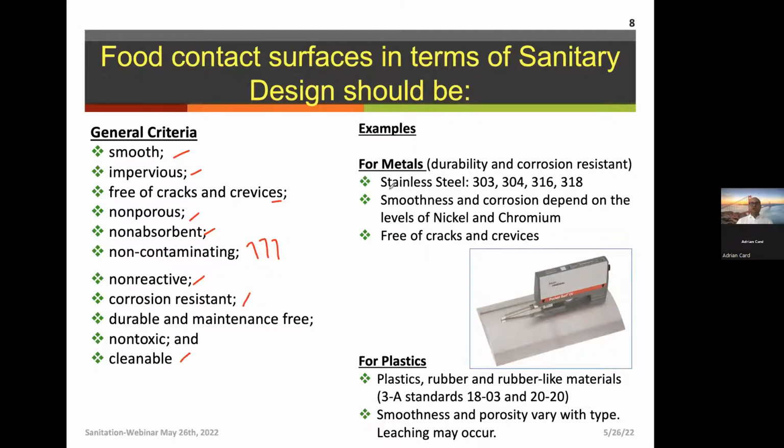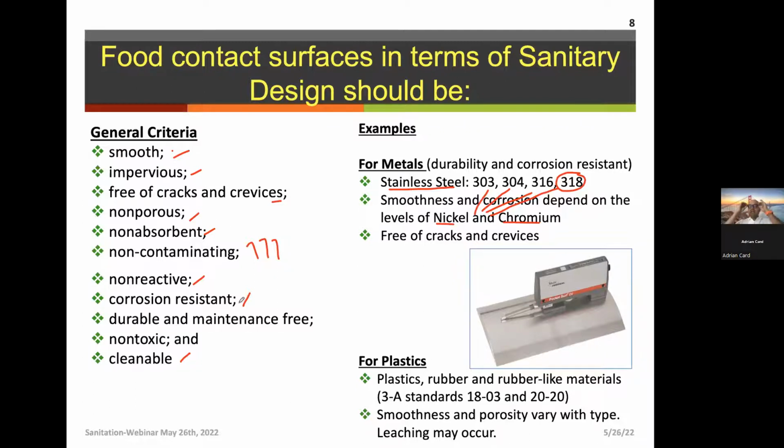So 2 quick examples here. If we think of metals, we have stainless steel, and we have these options: 303, 304, 316, and 318. Basically, just the amount of nickel or chromium in that stainless steel is what impacts each of these numbers. The highest chromium and nickel contents are typically in the 318, and therefore we have a smooth surface that is impervious, has almost no cracking, and therefore is non-reactive and less corrosive.